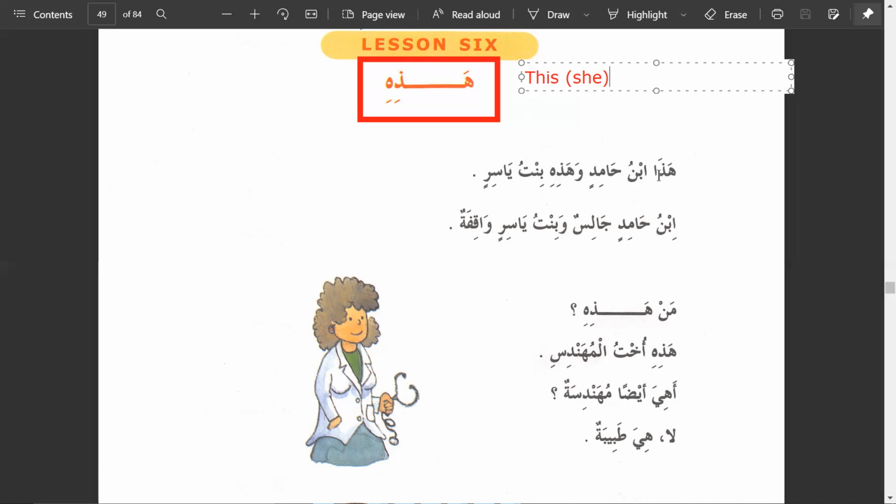Okay, let's start. Can you read it? Hada ibnu Hamidin wa hazihi bintu Yasirin. Good. Alhamdulillah, you connected the hada with ibn directly. Why? Because this alif, this hamza is hamzatul wasl. In writing it is there, but when we read it, we connect the previous letter directly with the second letter, and we omit the hamzatul wasl in reading.